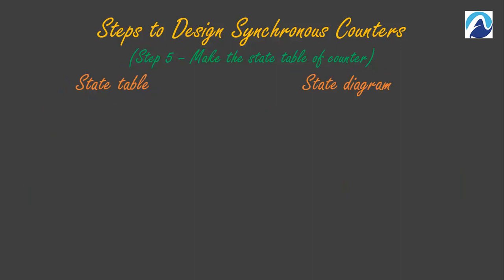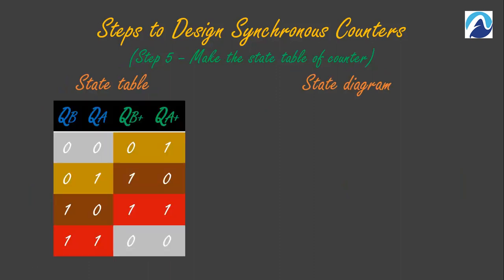The fifth step is we need to make the state table of the counter. As we know, we are designing a 2-bit synchronous up counter. So how many possible states do I have? This is 4. Let's suppose QA is the LSB flip-flop, QB is the MSB flip-flop. QA and QB are the present values of the flip-flops. QA plus is the next value of the QA flip-flop. QB plus is the next value of the QB flip-flop.